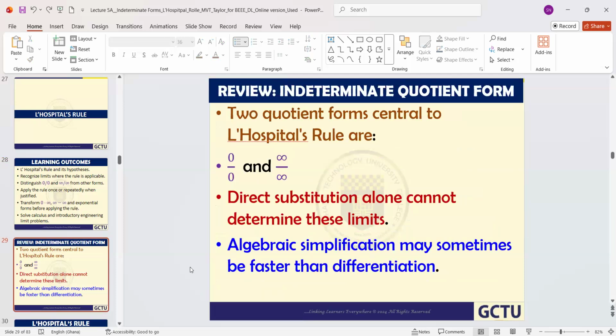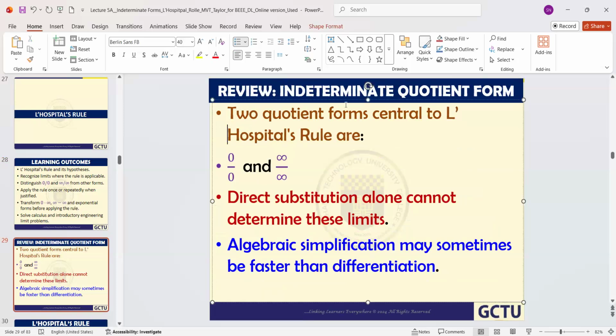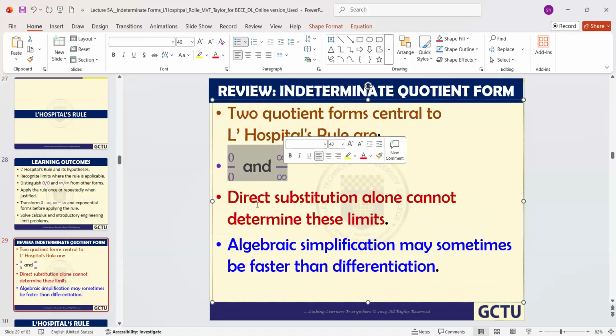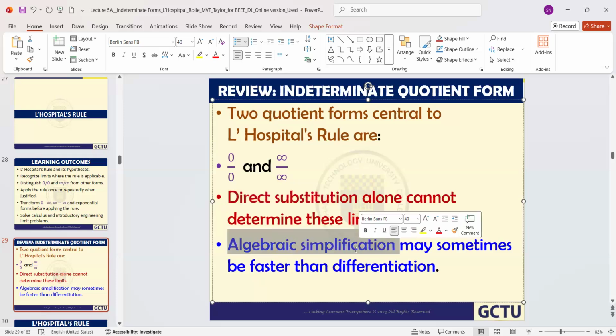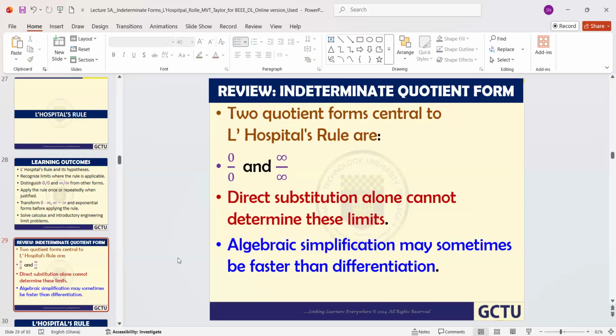So we are reviewing what we saw in indeterminate. Number 1, the 2 quotient forms central to L'Hopital's are 0/0 and infinity/infinity. So first of all, try direct substitution alone. If it doesn't work, then we may use algebraic simplification, which may work faster for us.